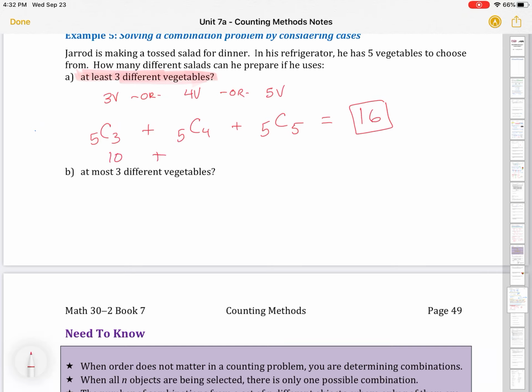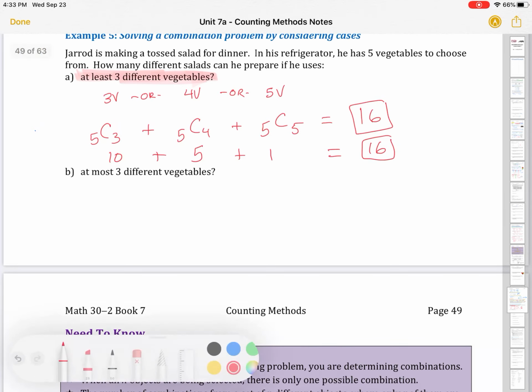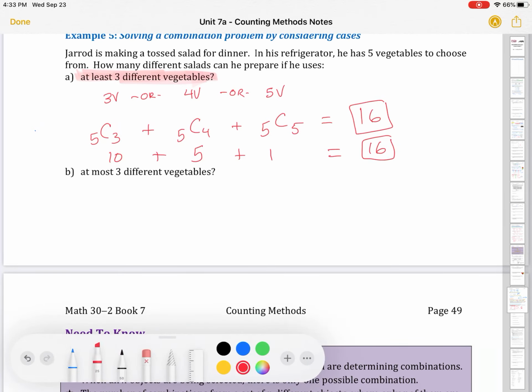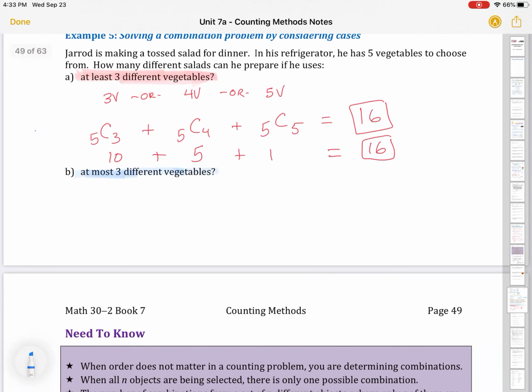And just to double check, 5 choose 3 is equal to 10. 5 choose 4 is equal to 5. And 5 choose 5 is equal to 1. So we add those together, we get 16, right? That's just to make sure you're doing that right with your calculator.